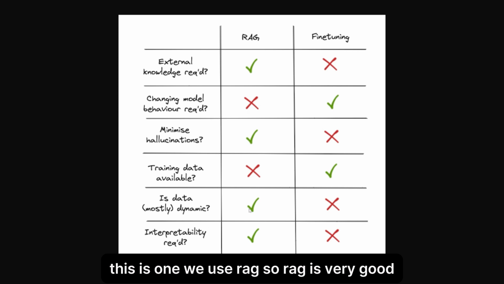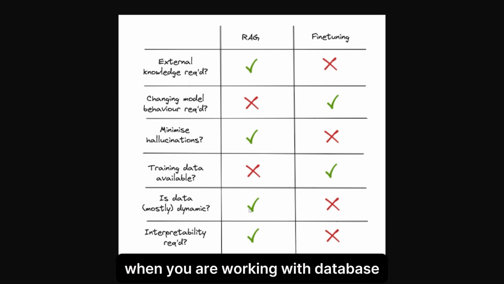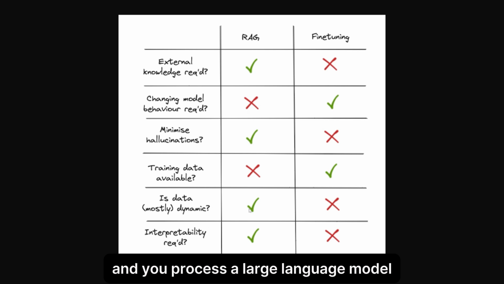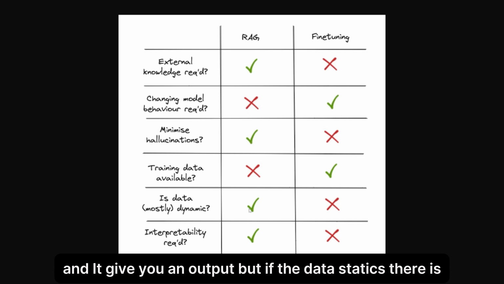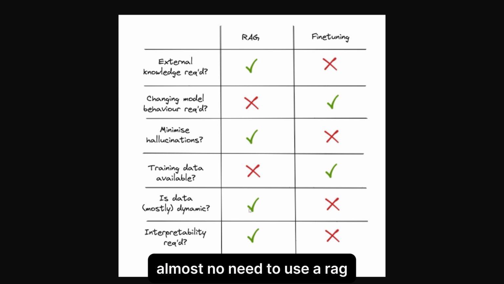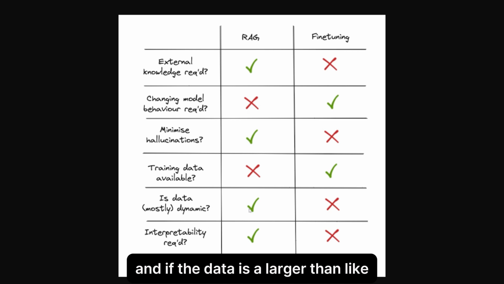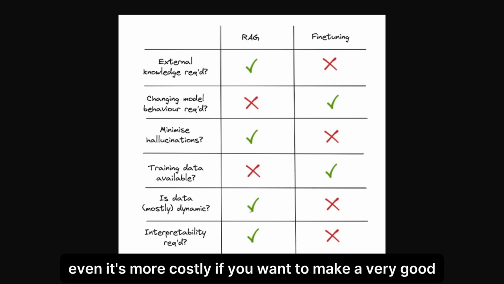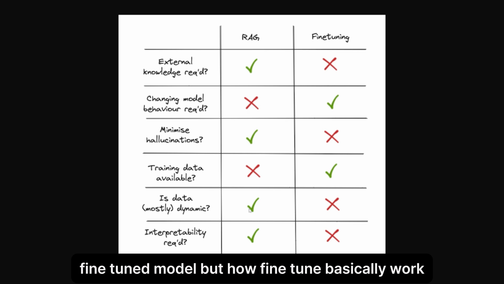RAG is very good when you are working with a database that you fetch data from, and you process it through a large language model and it gives you an output. But if the data is static, there is almost no need to use RAG. And if the data is larger than, I would say, 1,000 or 2,000 pages, I think fine-tuning is a little bit better, even if it's more costly, if you want to make a very good fine-tuned model.